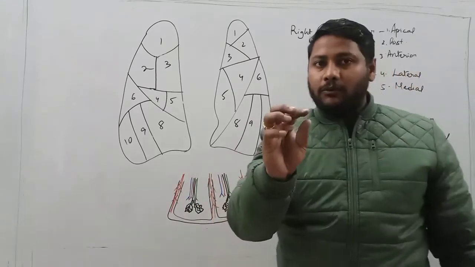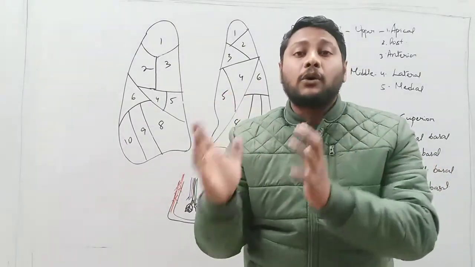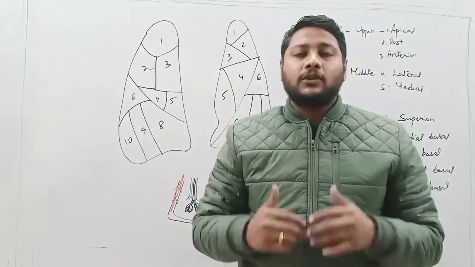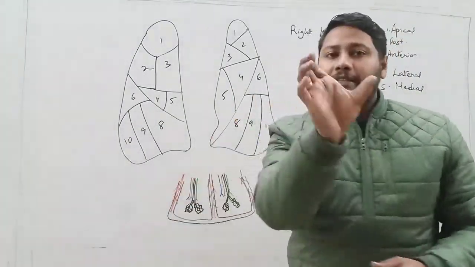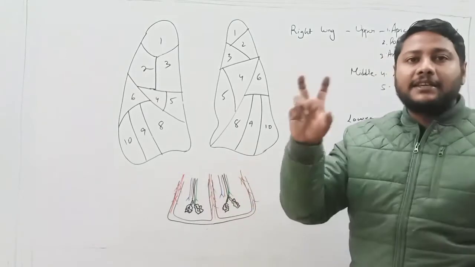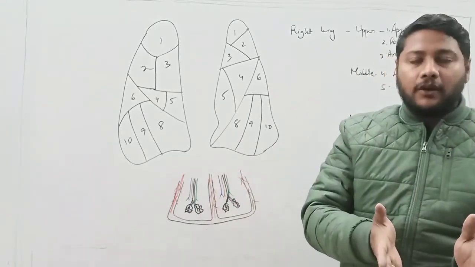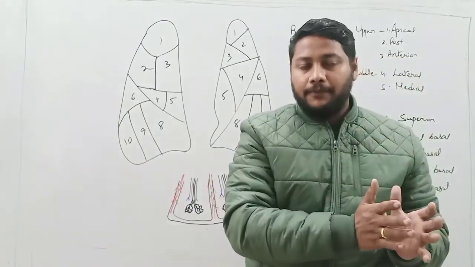You should understand one thing: this is not a bronchovascular segment. This is a bronchopulmonary segment. Why is it not known as a bronchovascular segment? Because had it been a bronchovascular segment, each segment would have its own way. But here the situation is different. Each segment does not have its own way. That is why this is known as a bronchopulmonary segment.